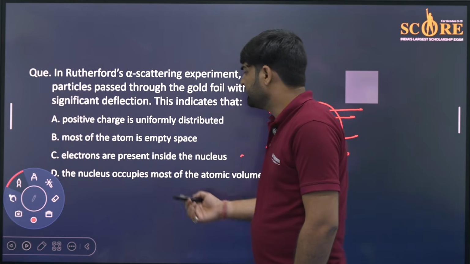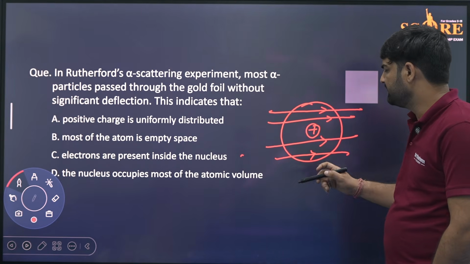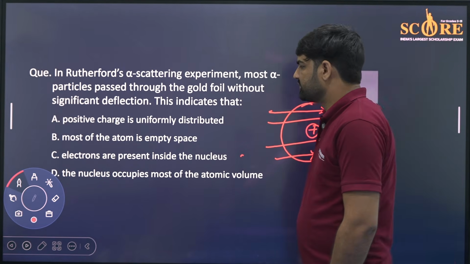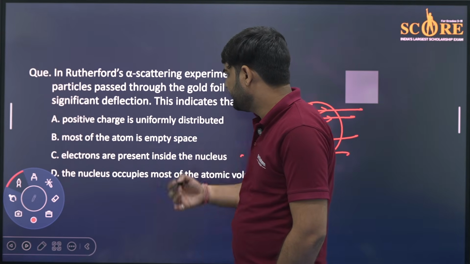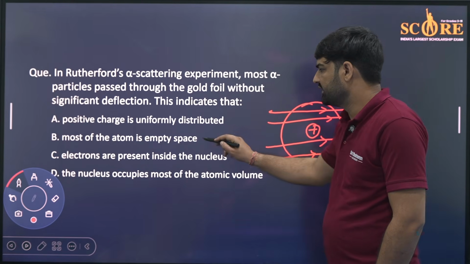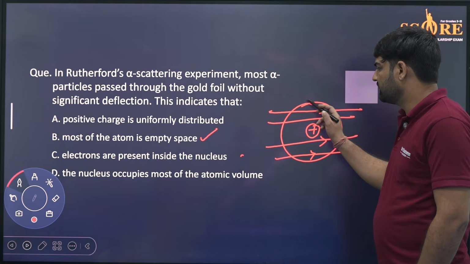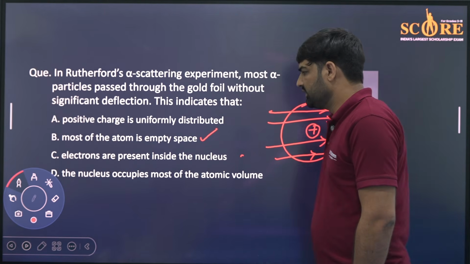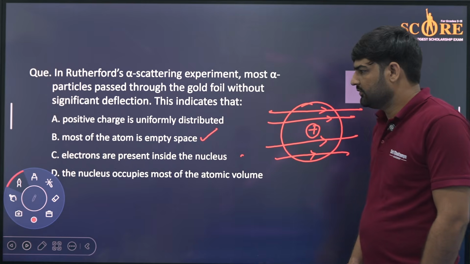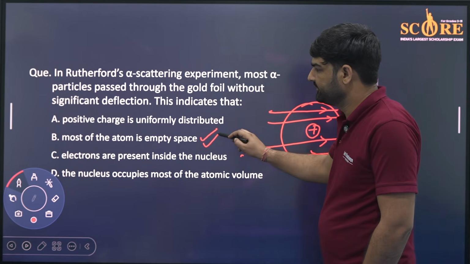First option: positive charge is uniformly distributed. This is wrong. Positive charge is concentrated only at the center of the atom. Most of the atom is empty space. This is correct. Electrons are present inside the nucleus. That is wrong. Electrons move in circular paths. The nucleus occupies most of the atomic volume. Wrong, the nucleus occupies a very small volume. So your answer is the second option.